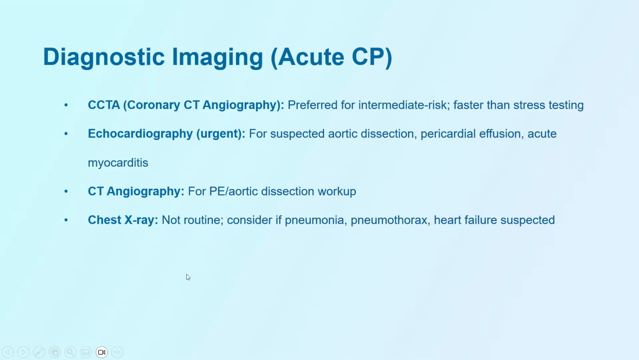Chest X-ray is not routine. We consider it if we are suspecting pneumonia, pneumothorax, heart failure, or if the patient had trauma that caused the chest pain. If we are worried about aortic dissection, we can do a quick portable chest X-ray before going to the other test to see if the mediastinum is widened. If it's widened, it's very telling of aortic dissection. We then follow it up with a CT angiography if the patient is stable. If not, then we can do a bedside echocardiogram.